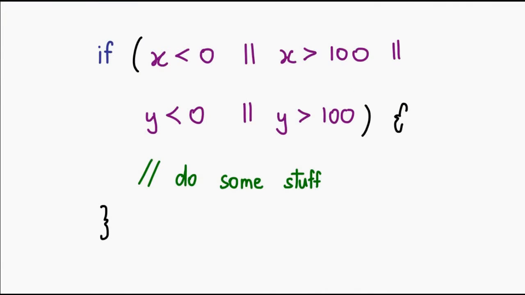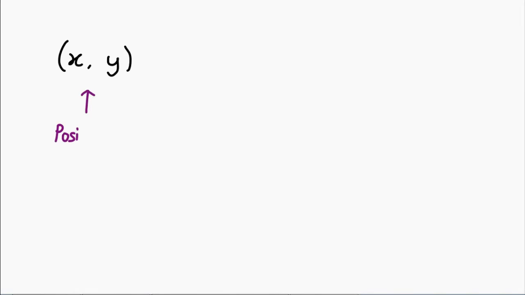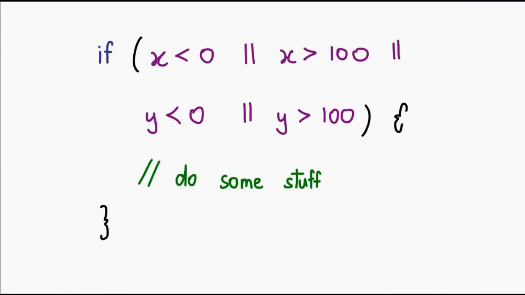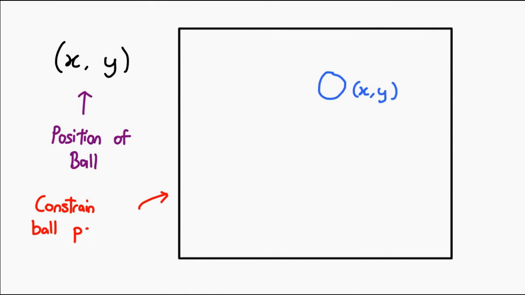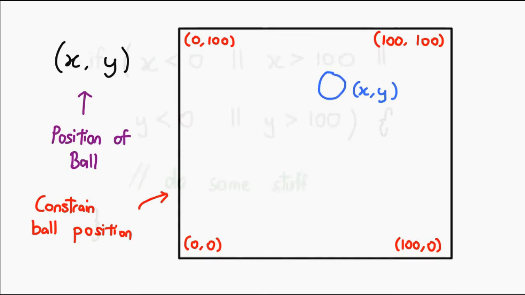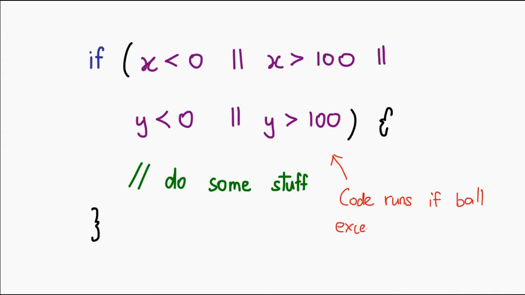Take a look at this particular piece of code. I know it looks a little bit complex, but it does have a significant meaning. Let's take x and y to be the position of an object, let's say a ball. Basically what this code is doing is it's checking to make sure that the ball stays within a predefined set of coordinates. In this case, we want to constrain the position of this ball to 0 to 100, both vertically and horizontally. And basically, this conditional statement will actually run if the ball ever exceeds any one of these bounds. So let's take a closer look at the actual statement.